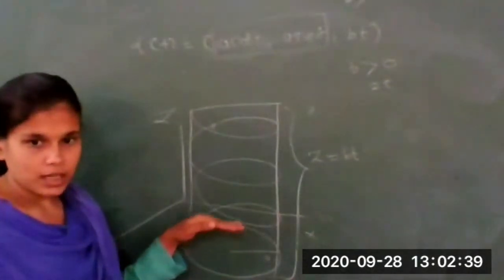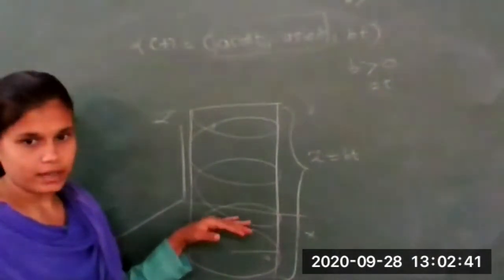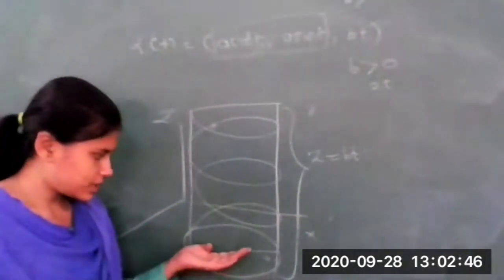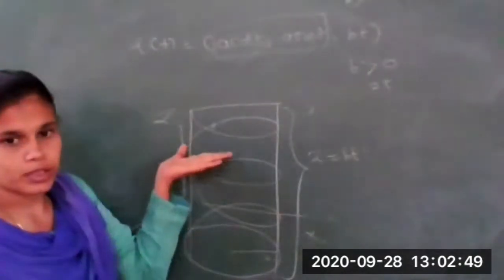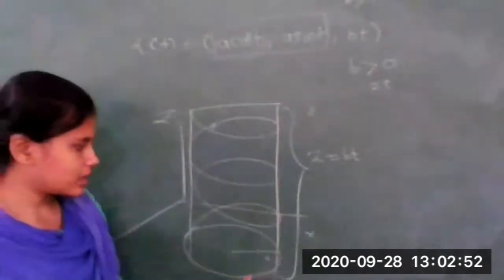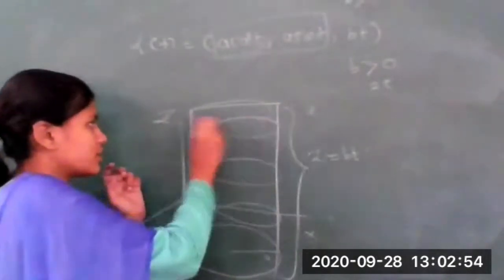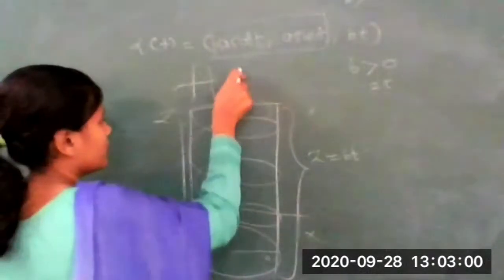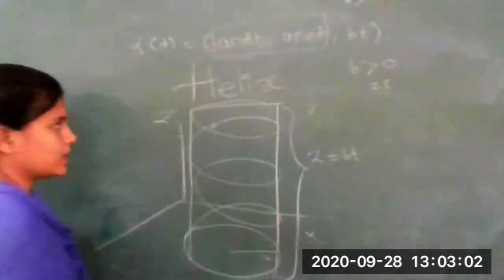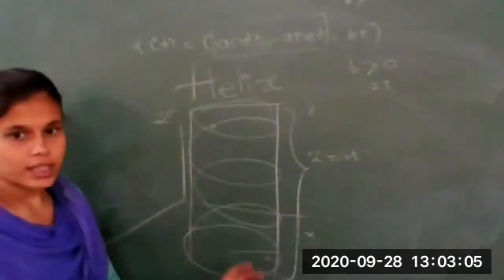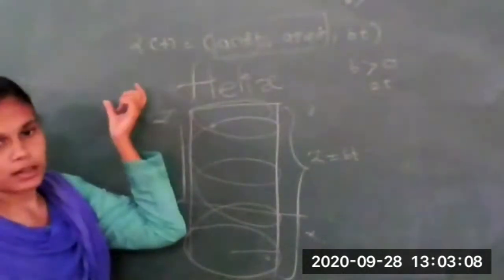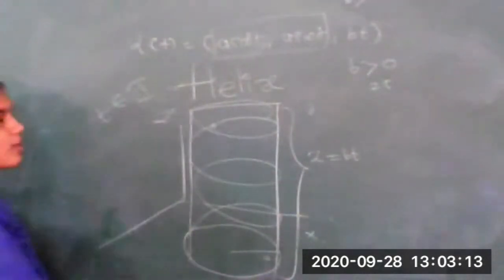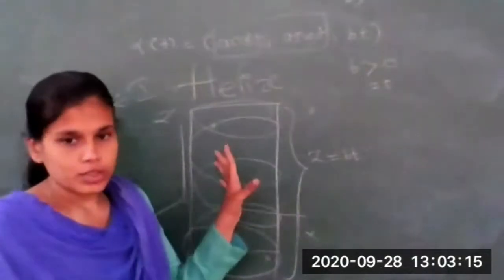So, if we put circles on one another, that means the first circle is here, then the second one is here, and the third, and so on. Then finally we will get an image like this. So, this will be the equation of a helix. What is the name of this curve? Helix, and this is a curve in R3 space, where t is a parameter taken from an open interval I. So, this is a helix.